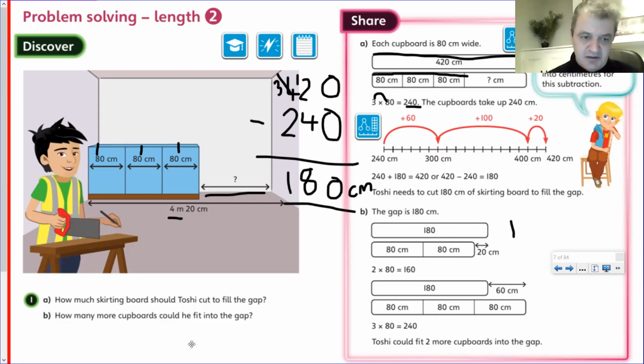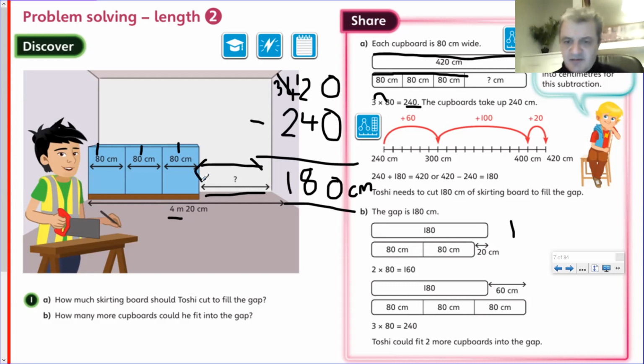Okay, my next question. How many cupboards could fit into the gap? We've cut skirting board, and the gap is 180 centimeters. Okay, now what's the question? How many more cupboards could he fit into this gap?